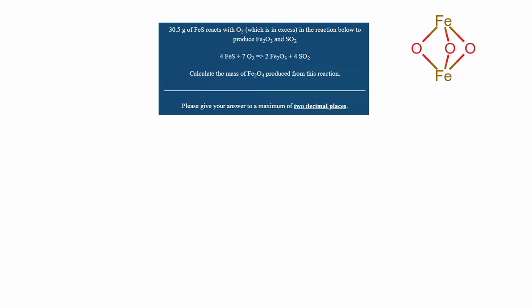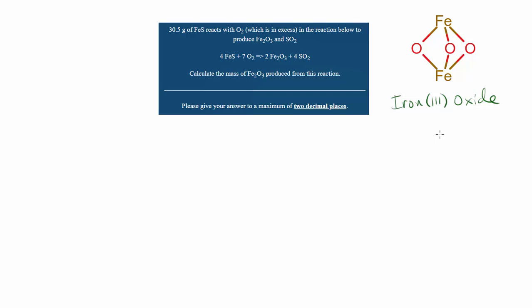Okay, so in this case, we've got FeS, right? Which is iron(II) sulfide, and iron sulfide reacts with oxygen. And we've been asked to calculate the mass of Fe₂O₃ produced from the reaction, which, if you're familiar with oxidation numbers and whatnot, you know that this would be iron oxide. So specifically iron(III) oxide, right?